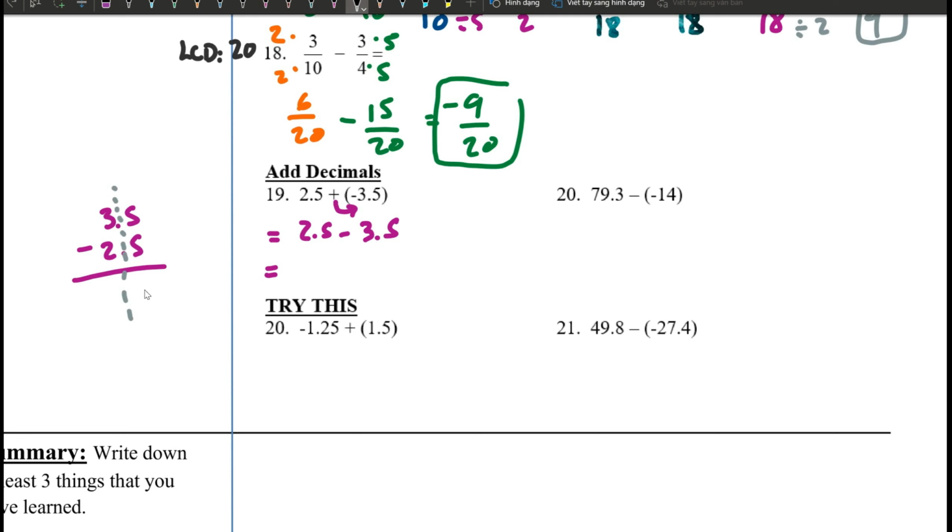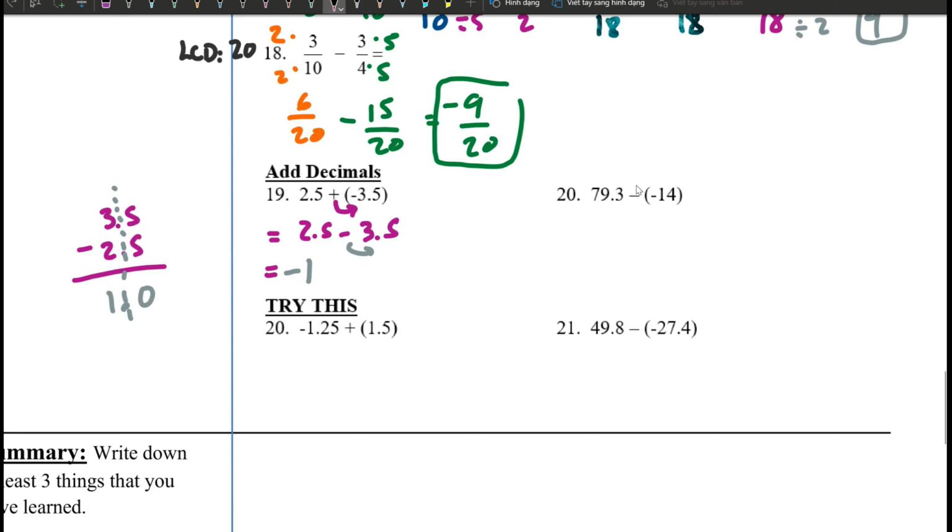Right? 5 minus 5 is 0. 3 minus 2 is 1. Basically 1.0, which is 1. But since the negative sign belongs to the larger number, your answer will be negative 1. Same sign, add them up; different sign, subtract. Keep the sign of the larger number, and you'll be exact. So in this case, the larger number is negative 3.5, which is negative, so that's why we keep the negative sign.